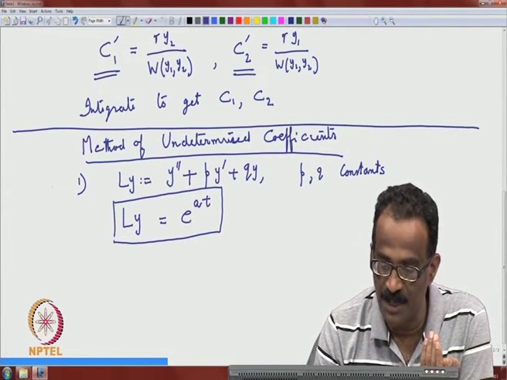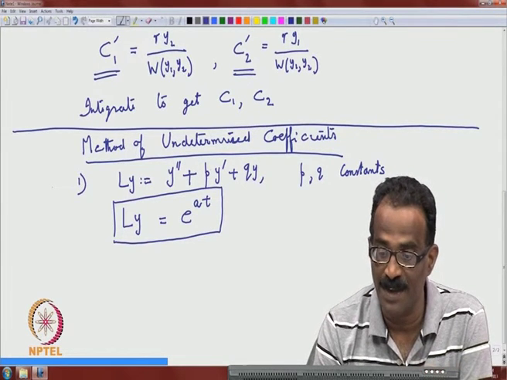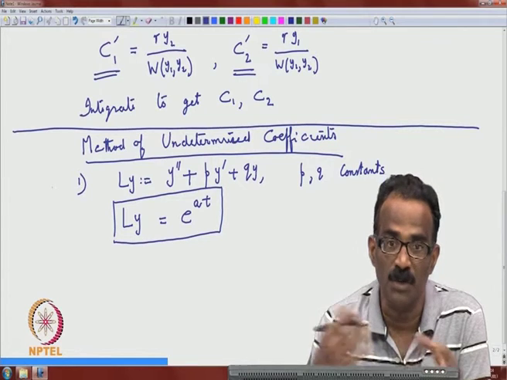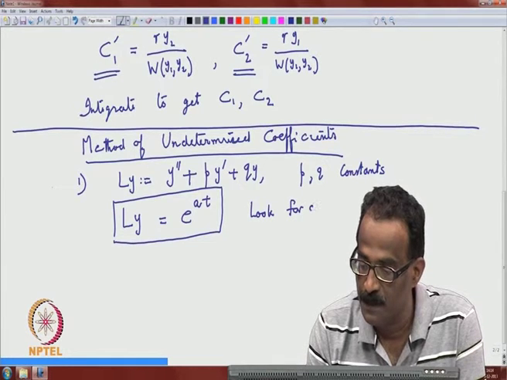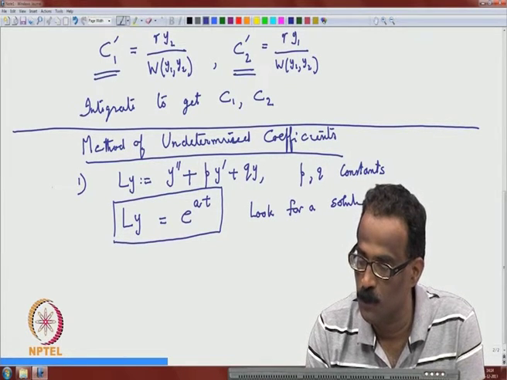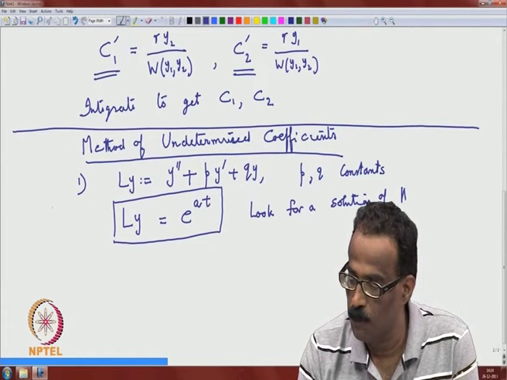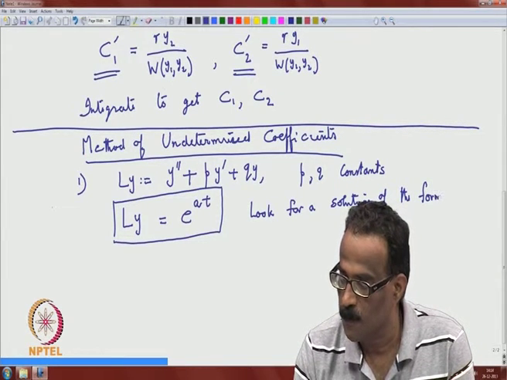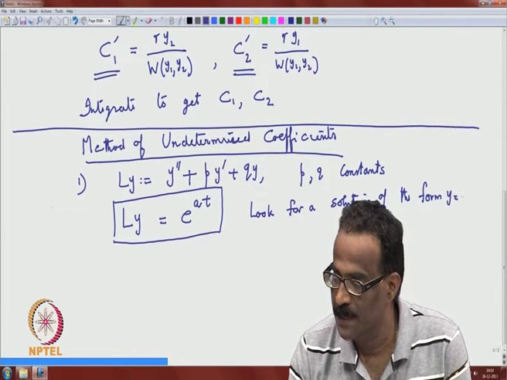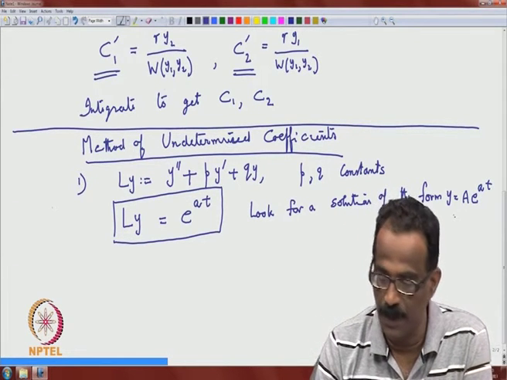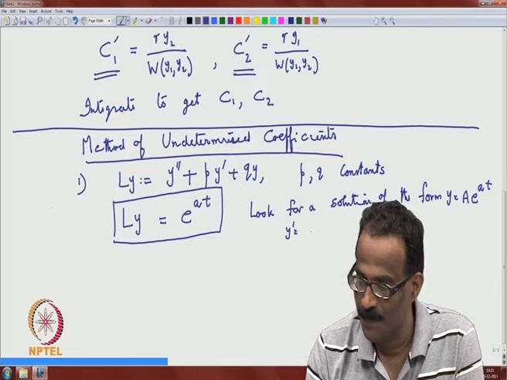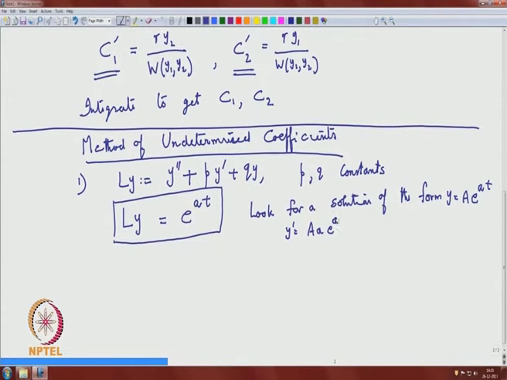But here on the right hand side e power a t is available. So, we want that to get cancelled; one of the best motivations is to look for a solution of that form. So, look for a solution of the form y is equal to some constant we do not know, c e power a t. If you compute y prime, you will have y prime is equal to c a e power a t, y double prime is equal to c a square e power a t.